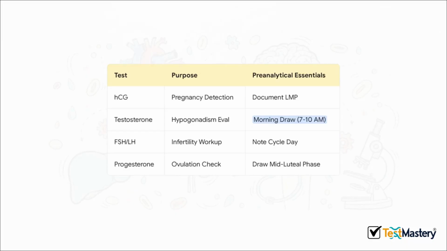This chart really drives home just how critical timing is. See testosterone, levels peak in the morning. That's why we have that strict 7 to 10 a.m. window for the draw. And for female hormones, you absolutely have to document the patient's cycle day. A result on day 3 tells a totally different story than the same exact result on day 21.